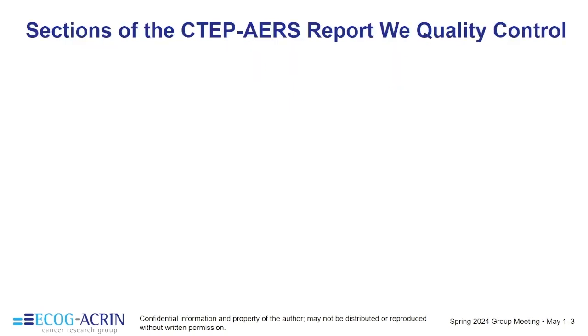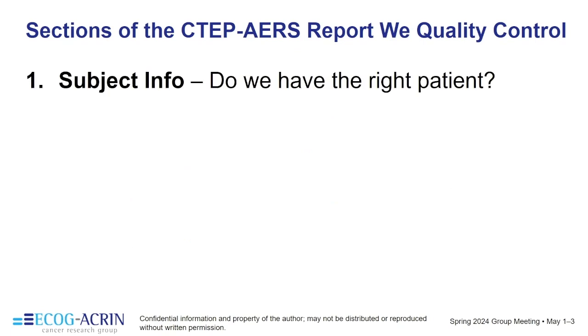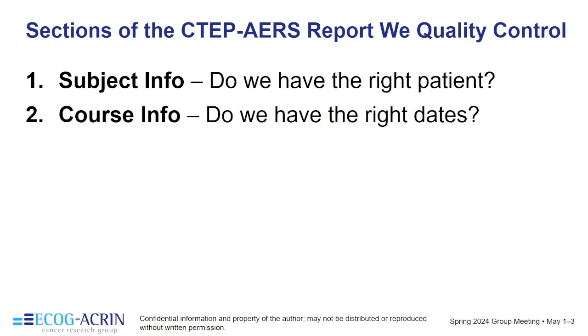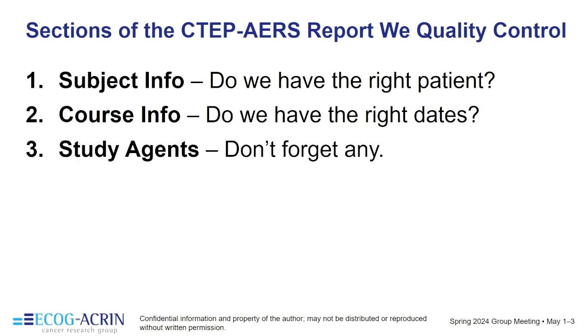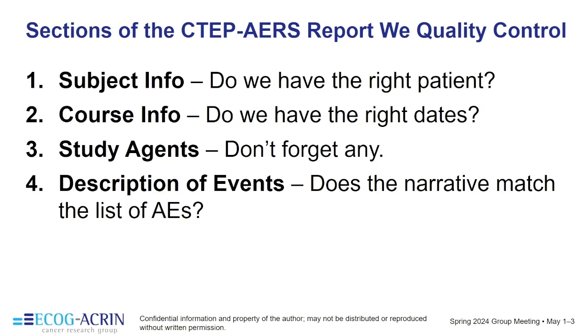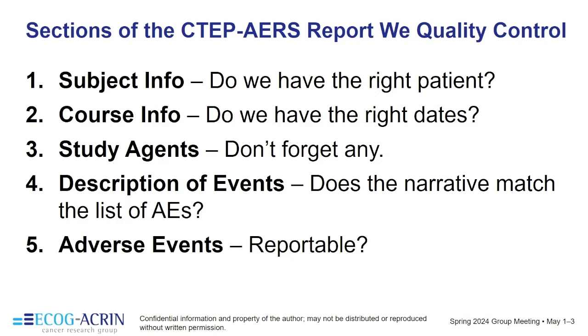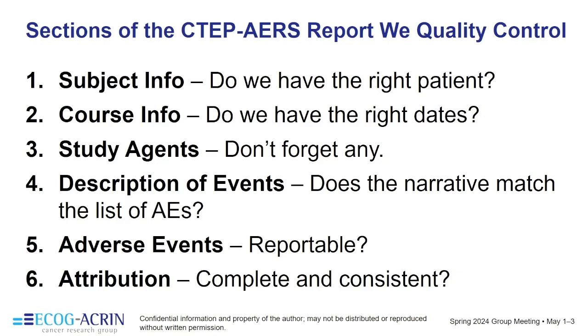So what we look for, the sections that we quality control, are the subject information. Typos happen. Do we actually have the right patient attached to this EA ticket? The course information: is the adverse event listed in the right cycle, and are all the dates lining up? The study agents, the description of events, that's the storytelling part of the ticket. Does that match the actual list of AEs? Then we look at the list of AEs themselves. Are they reportable? Are the attributions correct? Yeah, the attribution, complete and consistent.